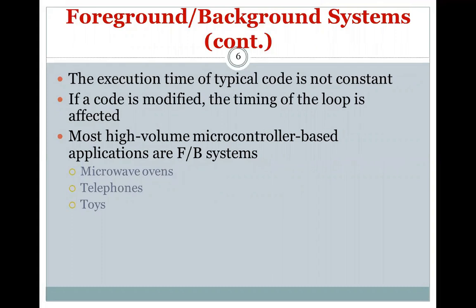Moreover, execution time of typical code is not constant. Based on the type of code, execution will happen. If a code is modified, timing of the loop is also affected. Most of the time, high-volume microcontroller-based applications are foreground and background systems. As examples: microwave ovens, telephones, toys.